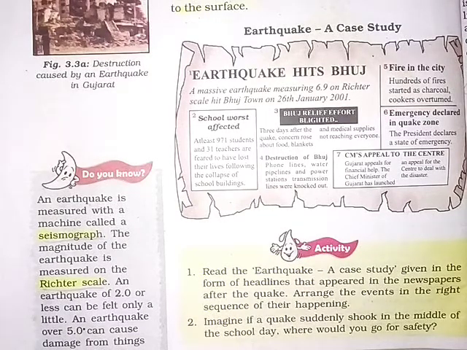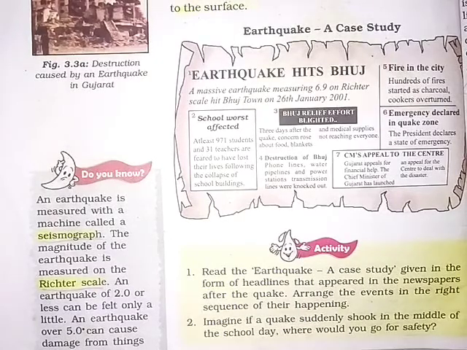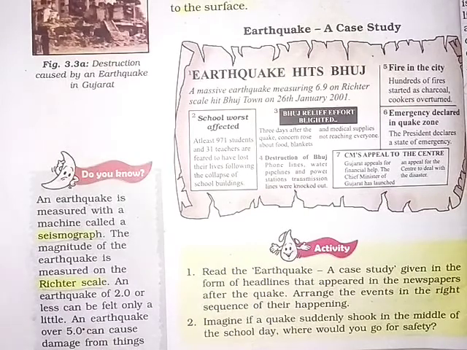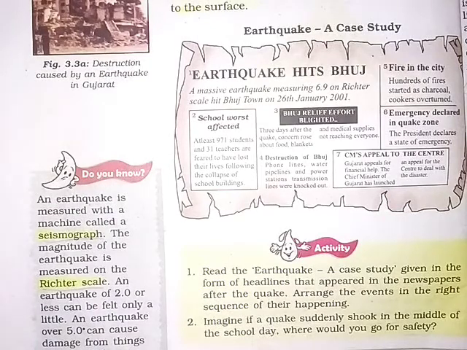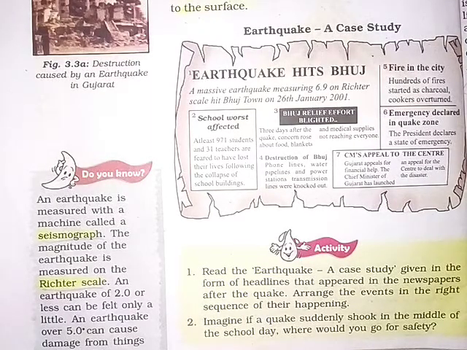Sixth, emergency declared in quake zone. The president declares a state of emergency. Seventh, CM's appeal to the centre. Gujarat appeals for financial help. The Chief Minister of Gujarat has launched an appeal for the centre to deal with the disaster.